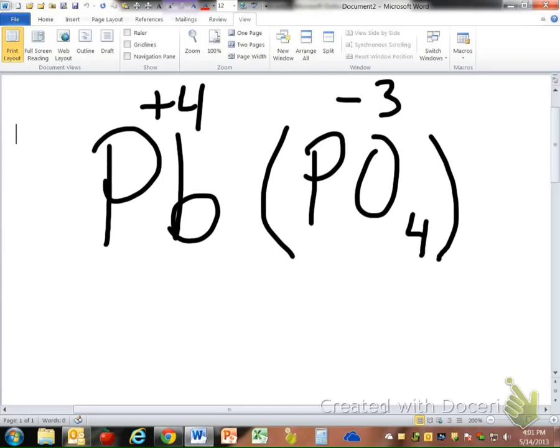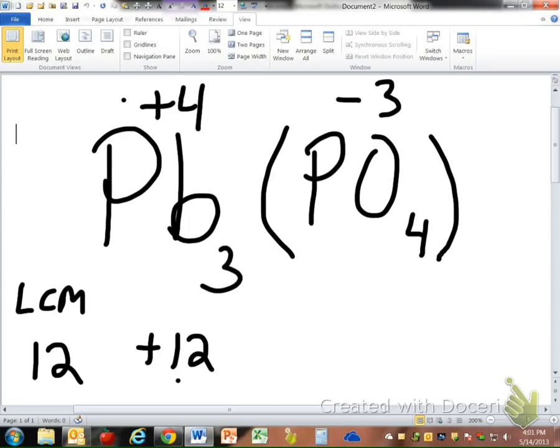Again, I'm getting these off of those charts that I gave you in class, and they're in the book. Well, I cannot just say 2 phosphates will make a positive 4 match a negative 4. That won't happen. So again, I'm going to use the LCM of 4 and 3, and that's 12. So to get lead to be 12, how many 4s will make a 12? That's 3. For phosphate to be negative 12, how many 3s make a 12?